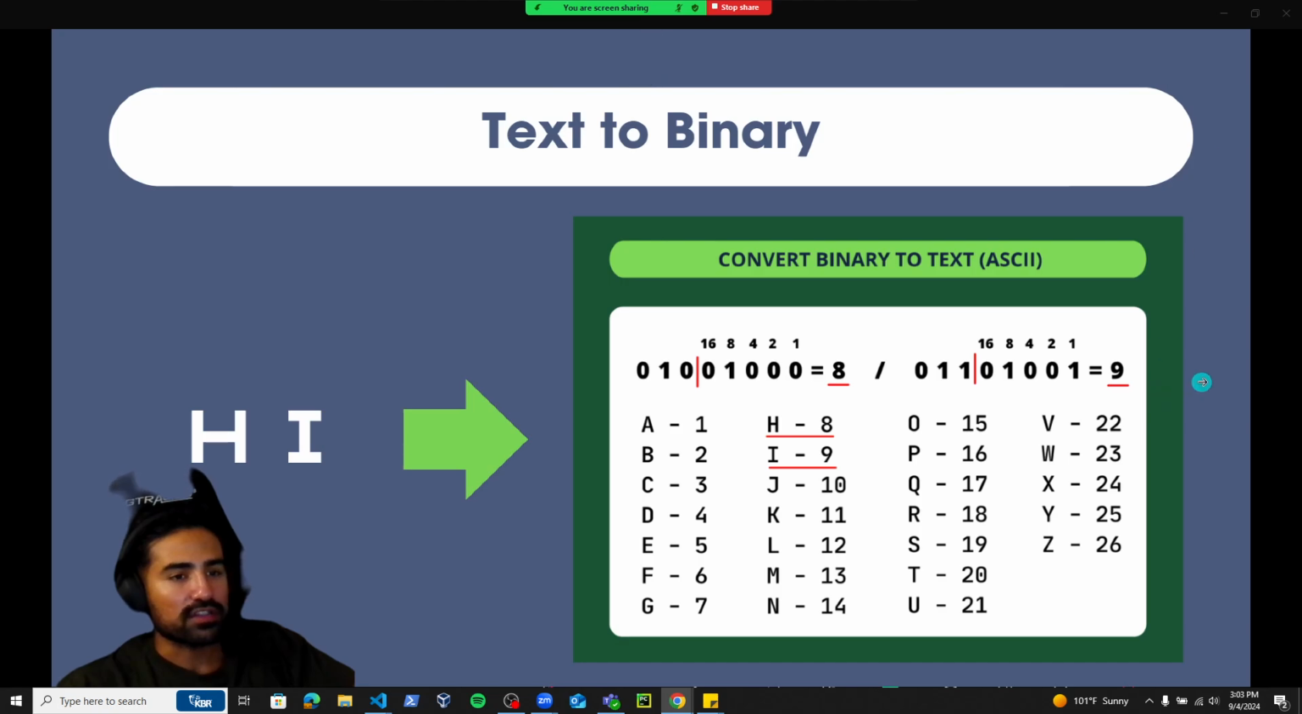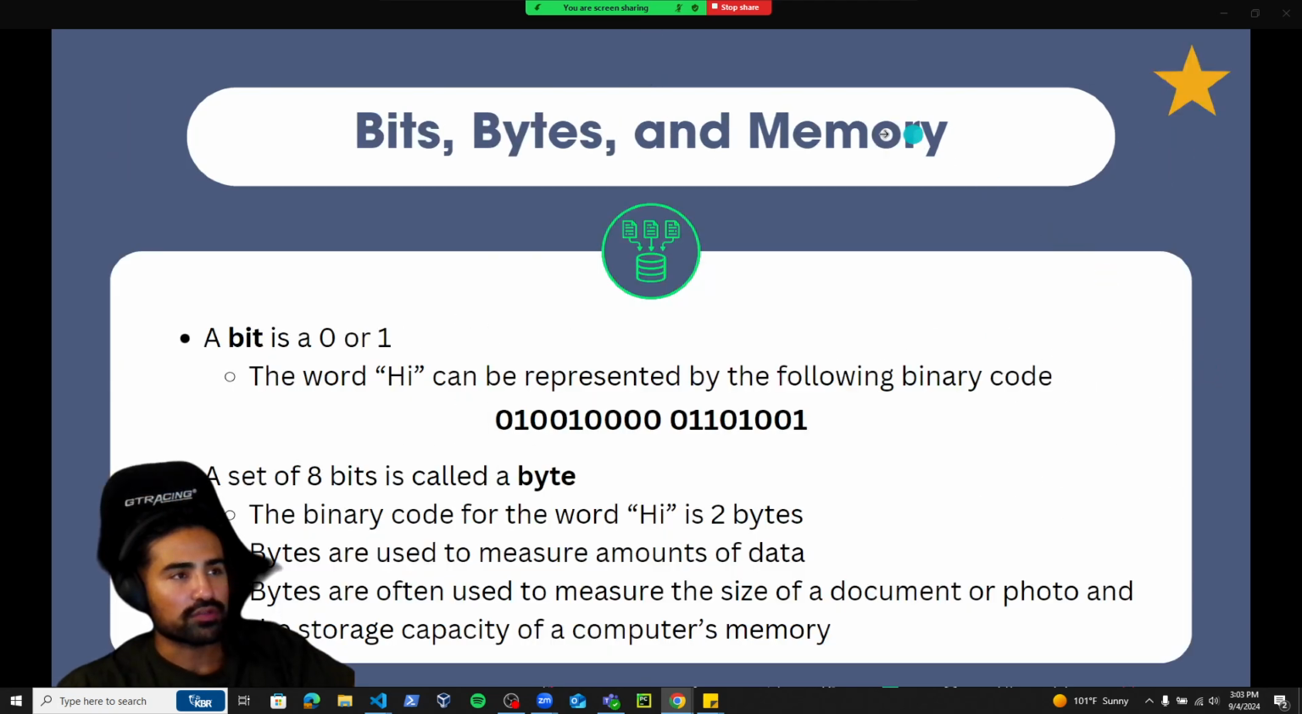Notice there's no star on these slides. So the stars are the ones you need to remember. So here we have a star on this slide, so let's keep going with bits. And then we'll also talk bytes and memory.